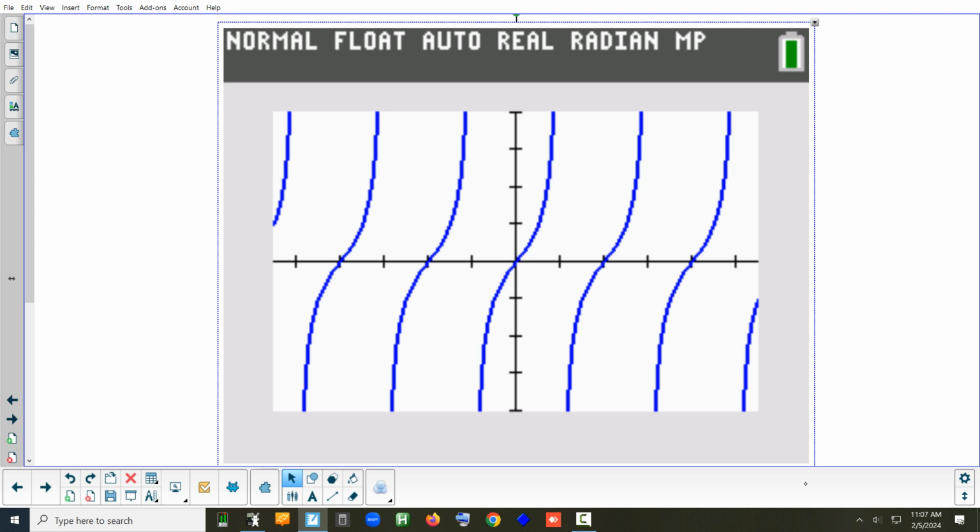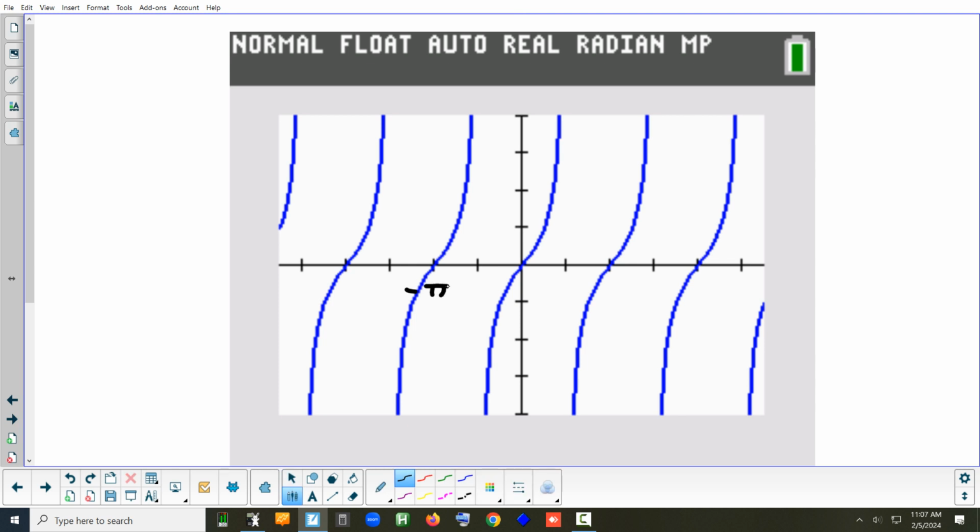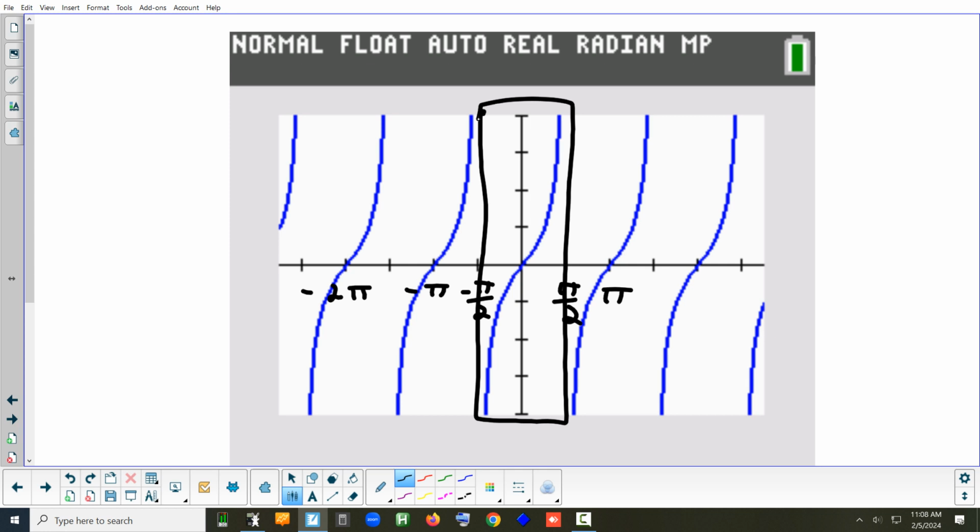-pi to pi. So this is -pi right here, and this is negative pi. Is it -2 pi? Oh, no, over here. Negative pi over 2. Yeah. Pi over 2 to pi over 2. Yes. If you look at just what's in this box, you will find a section of tangent that passes the horizontal line test, which means now the inverse of it will be a function.